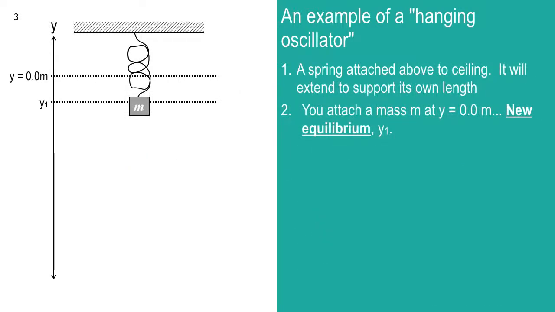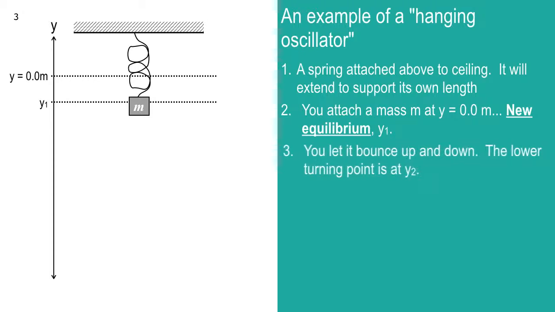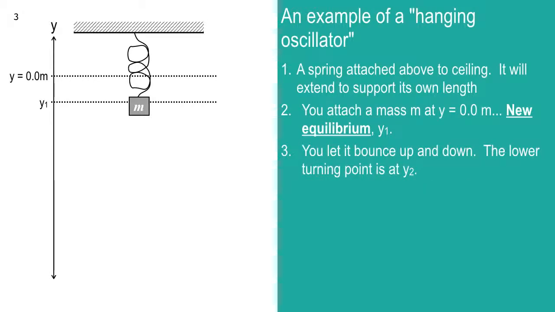You've got this one. So you attach the mass, you have a new equilibrium, and you let it bounce up and down, and the lower turning point is at y2. So now here v is equal to 0 again, and now you're going to start turning and going back upwards. All right. So if you think about this, y equals 0 is maximum compression or maximum height. Y2 is minimum height, maximum extension. And Y1 is the new equilibrium, all right?